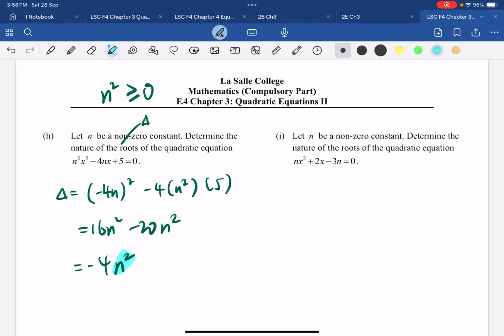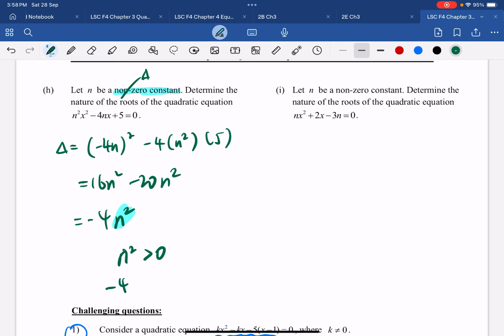But now, n is a non-zero constant. So in this context, n squared must be greater than 0. So negative 4n squared must be smaller than 0, which means the delta must be smaller than 0. So what's the nature of the root? You need to answer no real root. Got it? So I want you to know the concept.